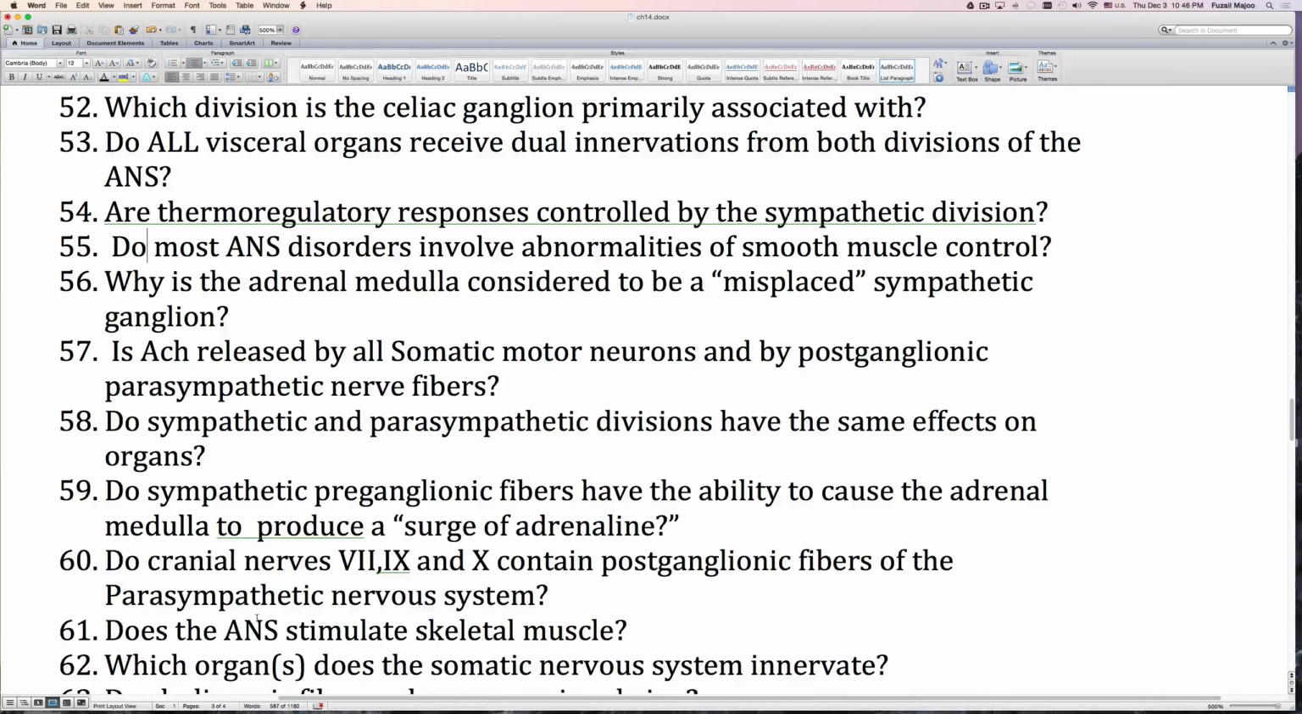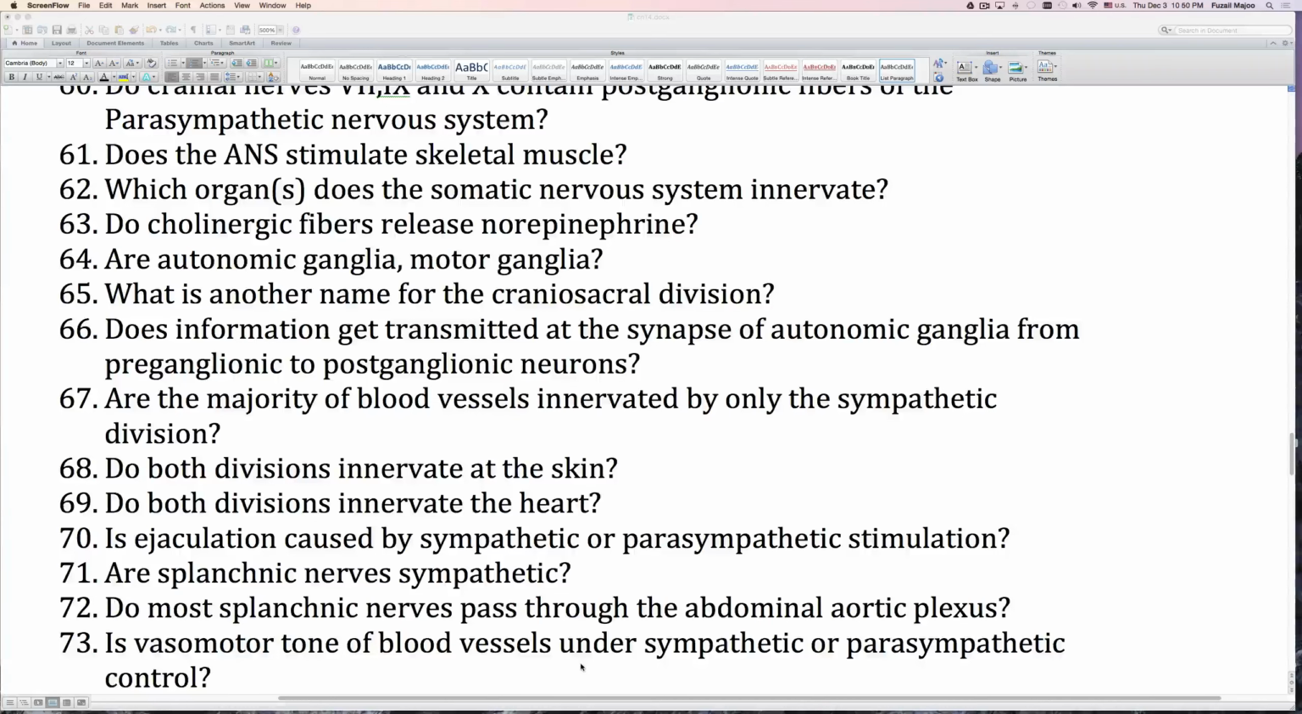Number 70. Is ejaculation caused by sympathetic or parasympathetic stimulation? Number 71. Are splanchnic nerves sympathetic? Number 72. Do most splanchnic nerves pass through the abdominal aortic plexus?